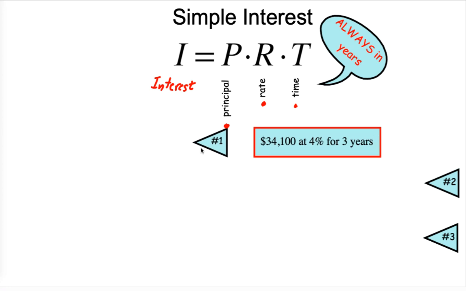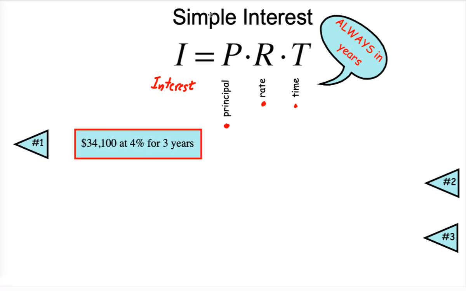So, for example, number one, you need to borrow $34,100 at 4% for 3 years. So this is simple interest. So basically, this is what's going to happen. You have $34,100. You agree to pay them 4%. But when you pay 4%, remember, that's not a number. You have to enter in as 0.04.